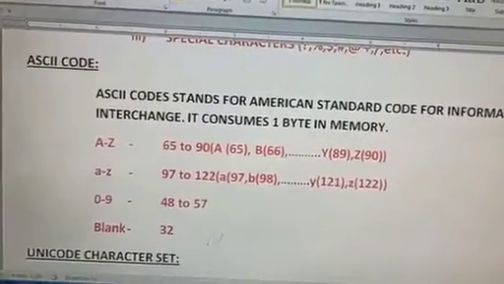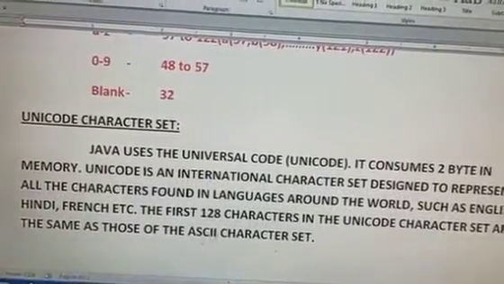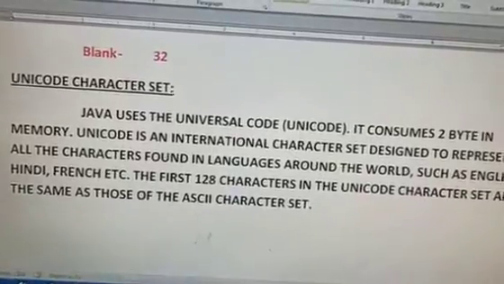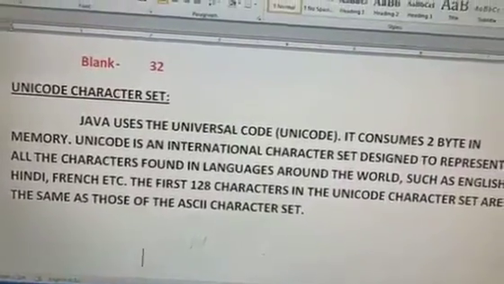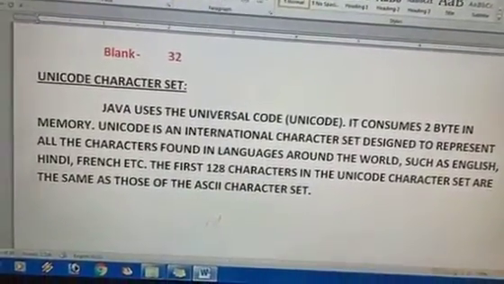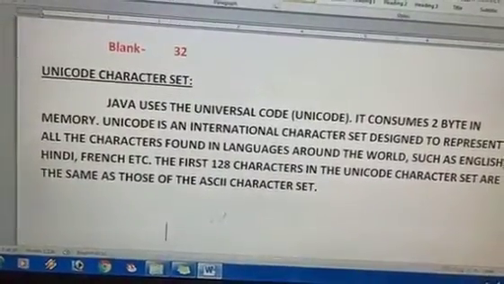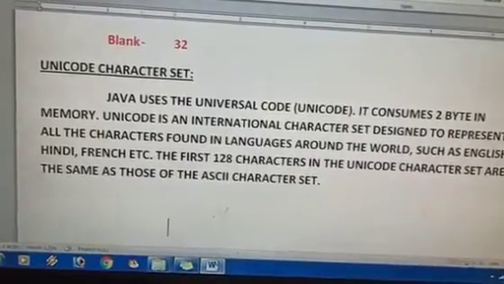Now let's move further. The next important part in Java is the Unicode character set. Basically Java uses the Unicode character set. Unicode stands for universal code. As you know, the name is universal. That means it contains all the symbols which we use around the whole world. Basically it consumes 2 bytes in memory.